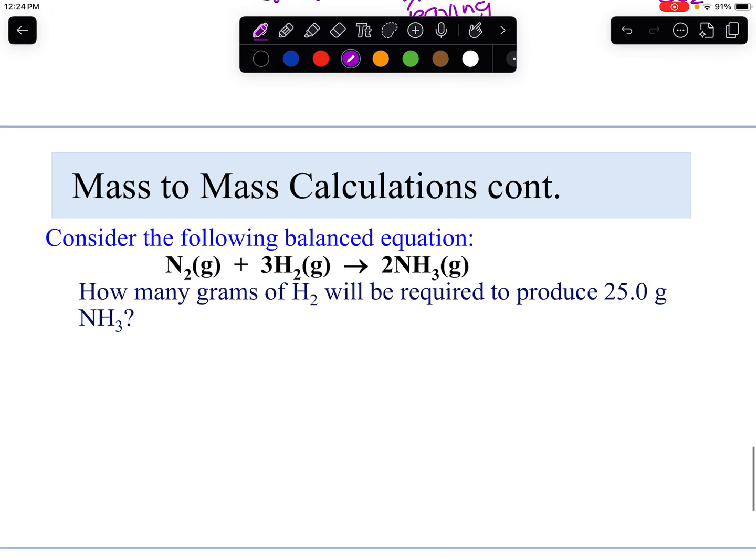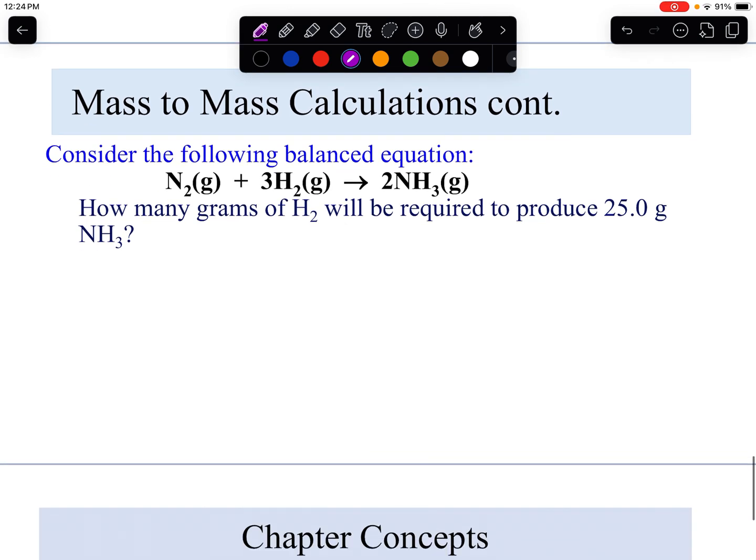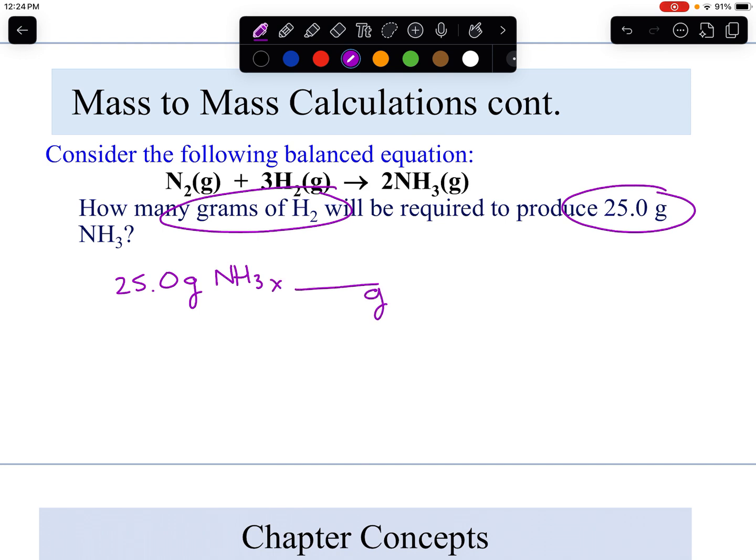Okay? So I will just do one more example for you, and then we'll finish off with this chapter. So let's go ahead and continue. So we have 25 grams of NH3, and we are trying to find grams of H2. So this is another mass to mass calculation.